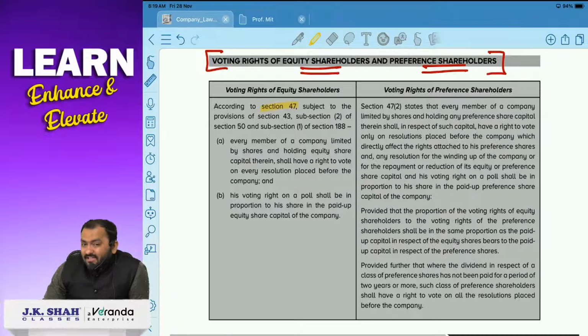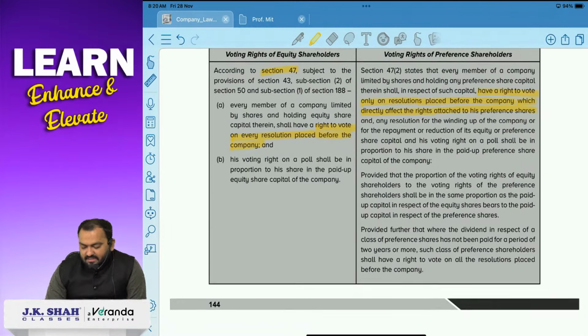You know, equity shareholders have the right to vote on every resolution placed before the company. But tell me, can preference shareholders vote on every resolution? The answer is no. They have the right to vote only on those resolutions placed before the company which directly affect their rights, meaning rights attached to the preference shares. So they can vote only on such matters which affect their rights. Otherwise, they cannot vote on every matter. An equity shareholder can vote on every matter. Yes, but there are certain circumstances where preference shareholders have voting rights. So, which are those circumstances?